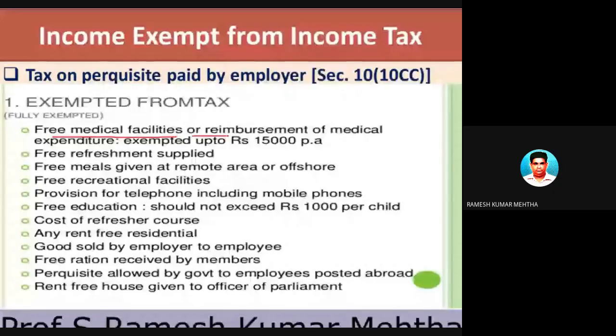Next, let's look at some more perquisites which are fully or partially exempted from tax. For example, free medical facility or reimbursement of medical expenditure is exempted up to rupees 15,000 per annum. For example, Mr. X is admitted to a private hospital and the medical bill was 7,000 rupees, and this bill was reimbursed by the employer. This is within the ceiling of 15,000 rupees per annum, so this amount is fully exempted from tax.